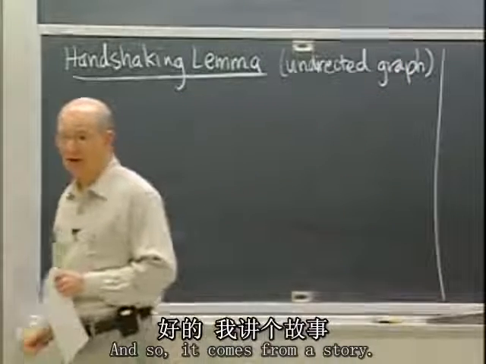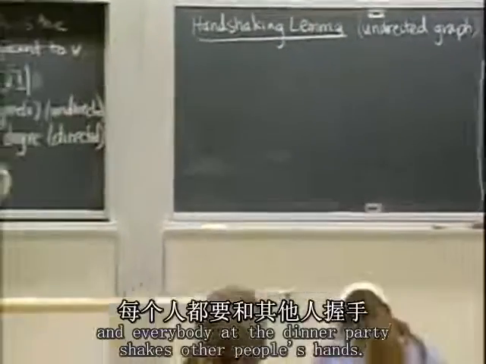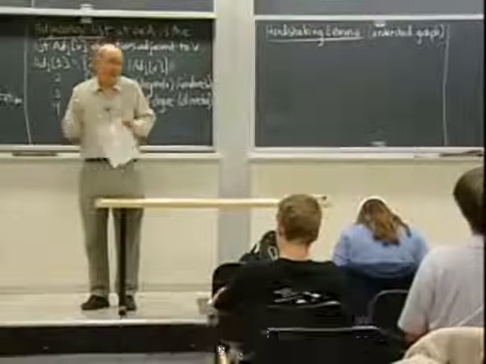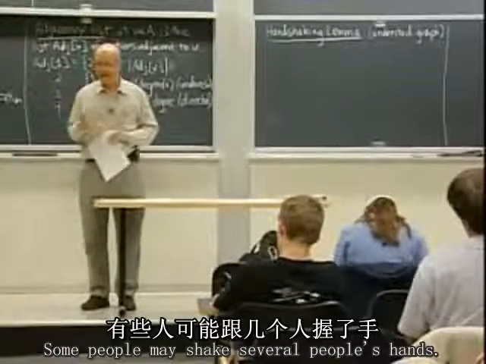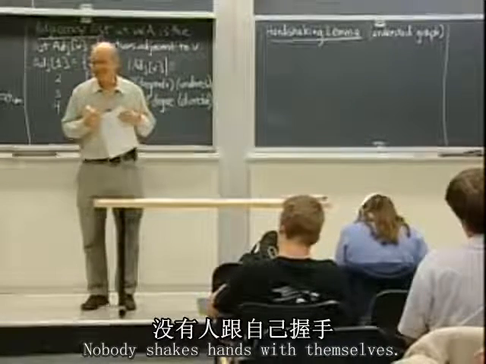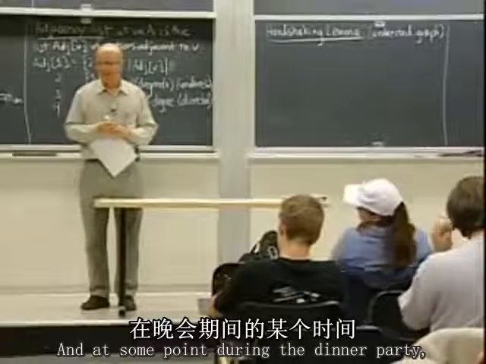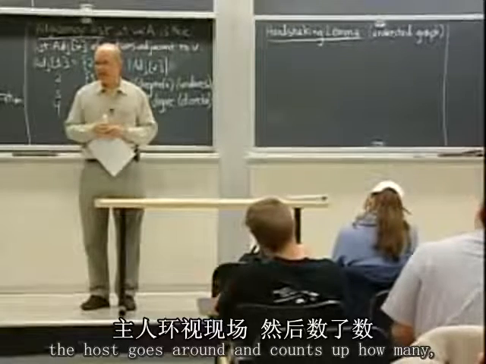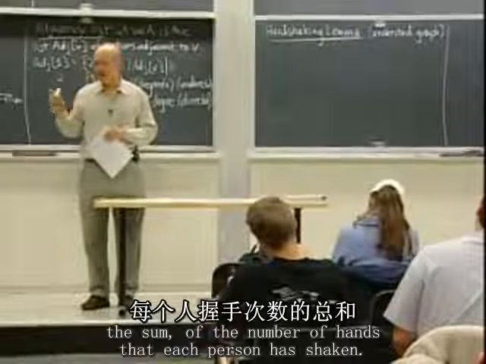So it comes from a story. Go to a dinner party, and everybody at the dinner party shakes other people's hands. Some people may not shake anybody's hand. Some people may shake several people's hands. Okay? Nobody shakes hands with themselves. And at some point during the dinner party, the host goes around and counts up the sum of the number of hands that each person has shaken.